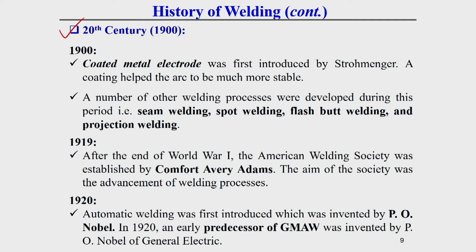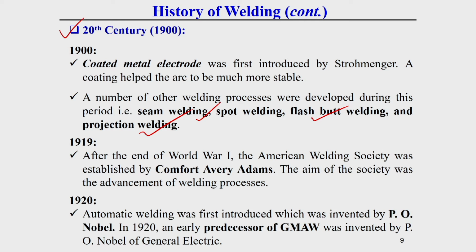In the year 1900, the coated metal electrode was first introduced by Strömberg. The coating helped the arc to be more stable. So, this is a very important development in electric welding. A number of other welding processes were also developed during this period, that is seam welding, spot welding, flash butt welding and projection welding. These are all resistance types of welding techniques. This is solid state welding types.